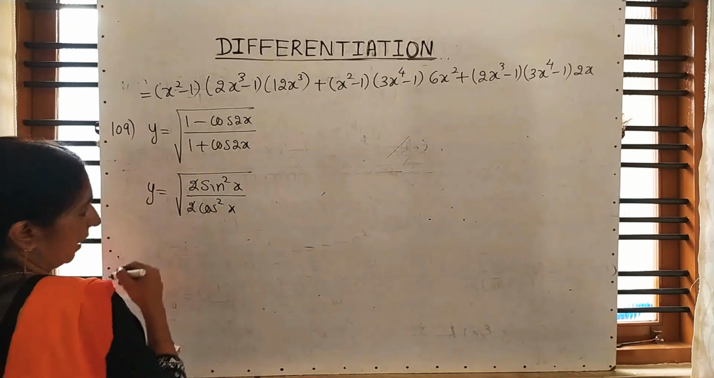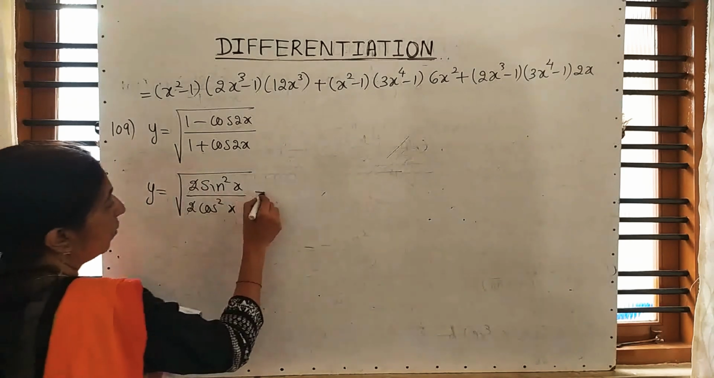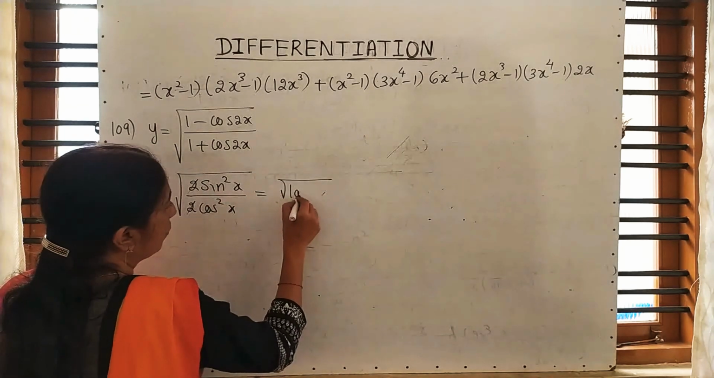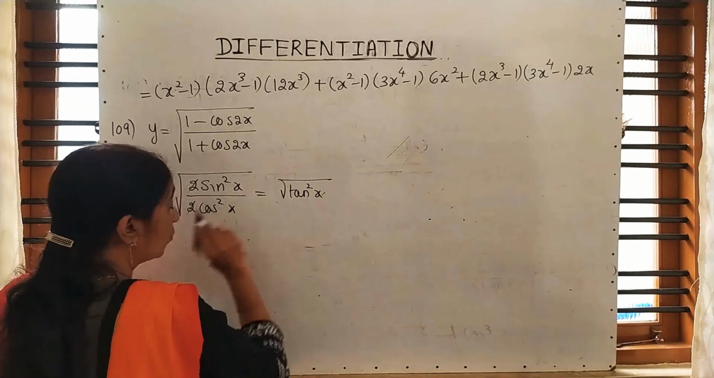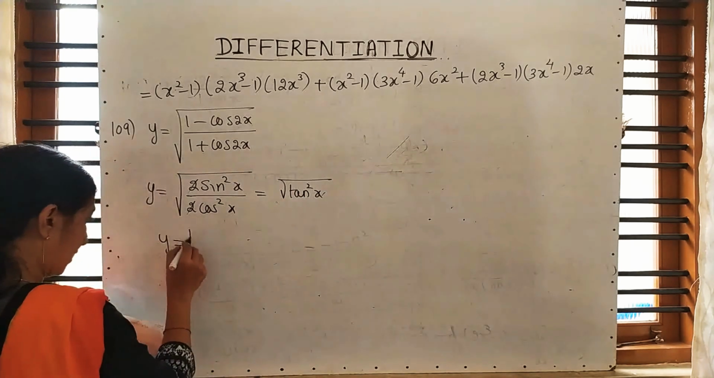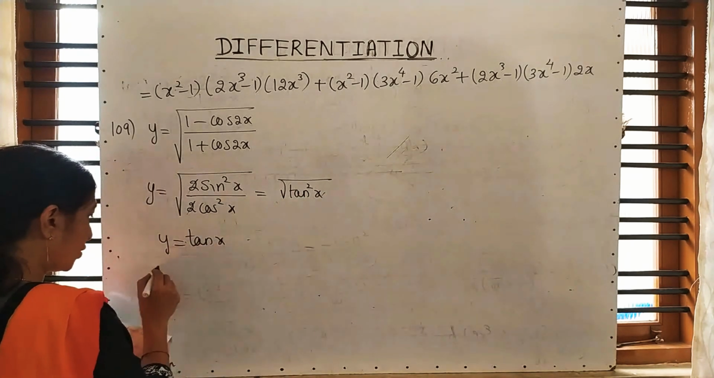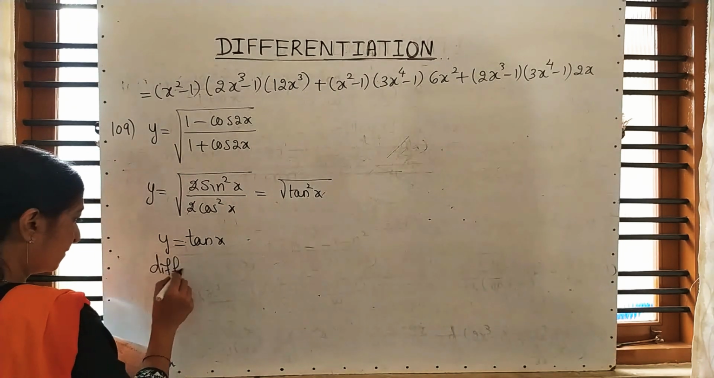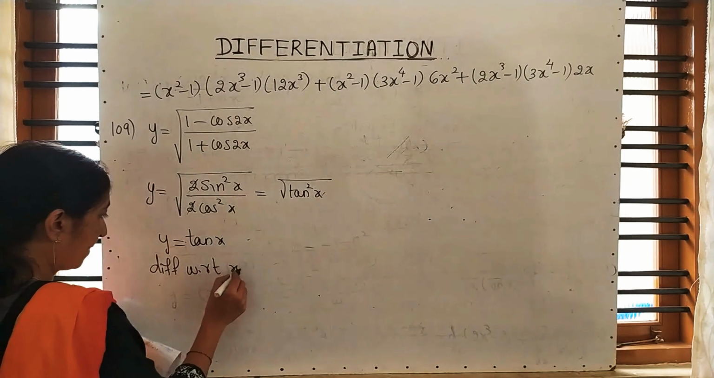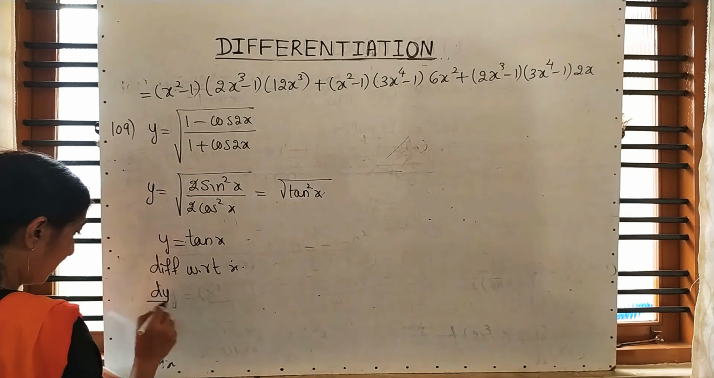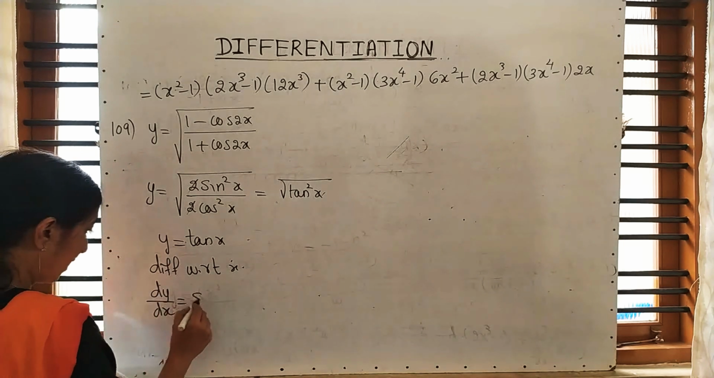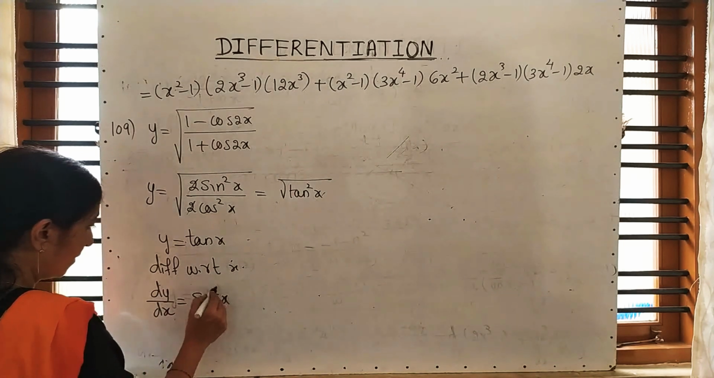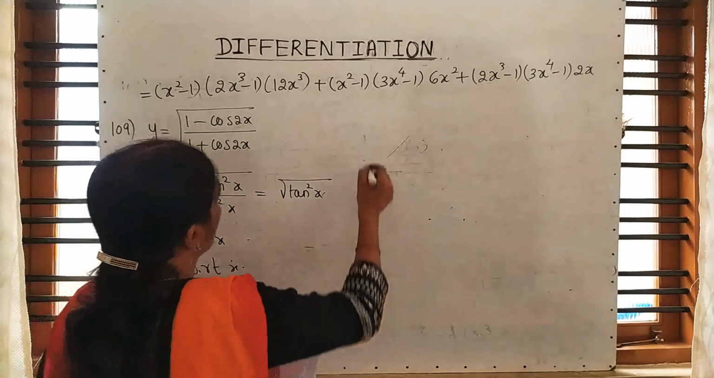See, 2 and 2 get cancelled. Sin square by cos square is tan square. Root of tan square x. Root of tan square x is what? Tan x. Now the differentiation is very simple. Differentiation of tan x will be secant square x. Correct or what?